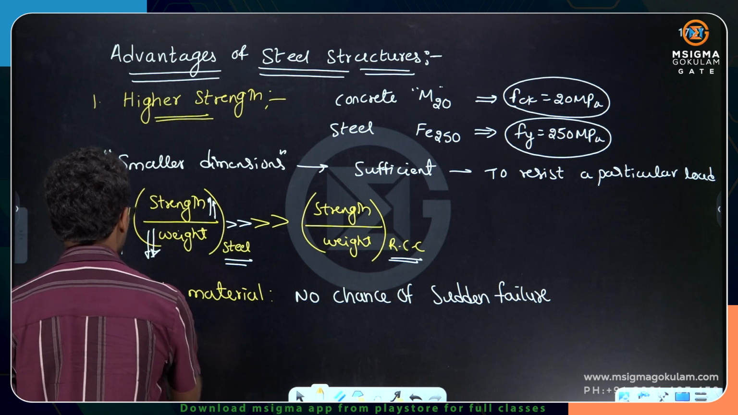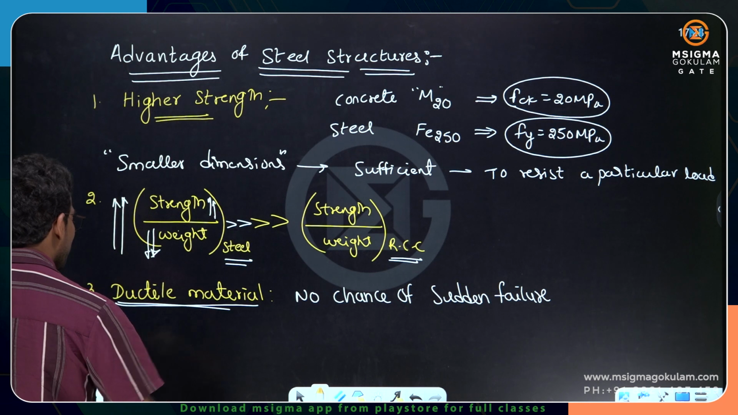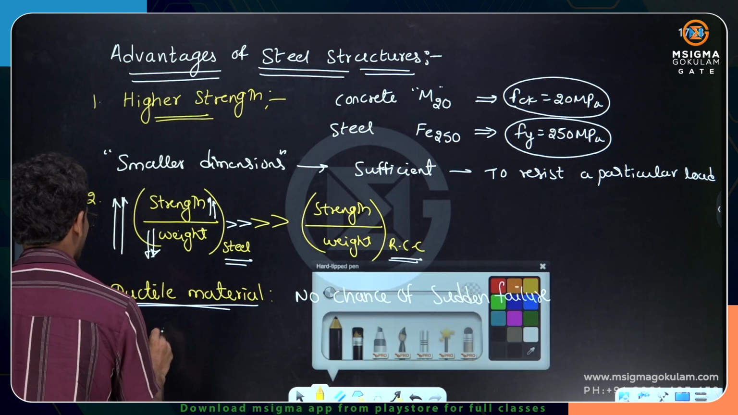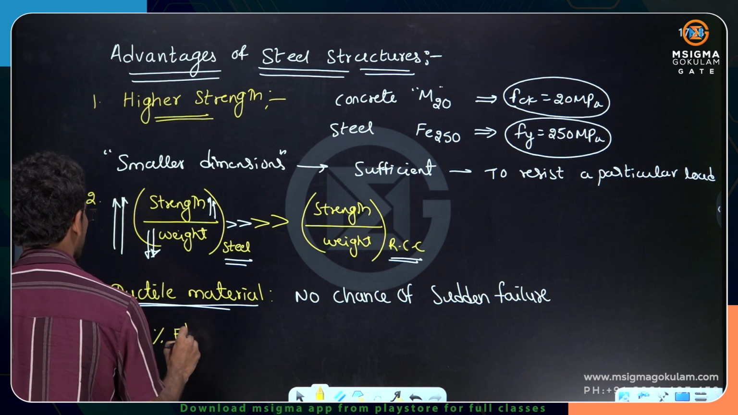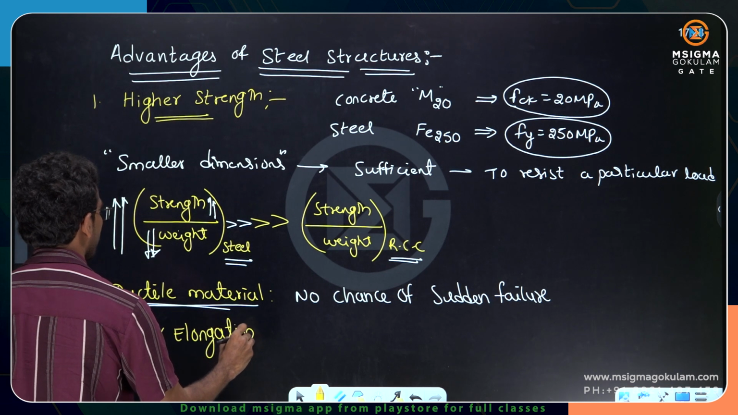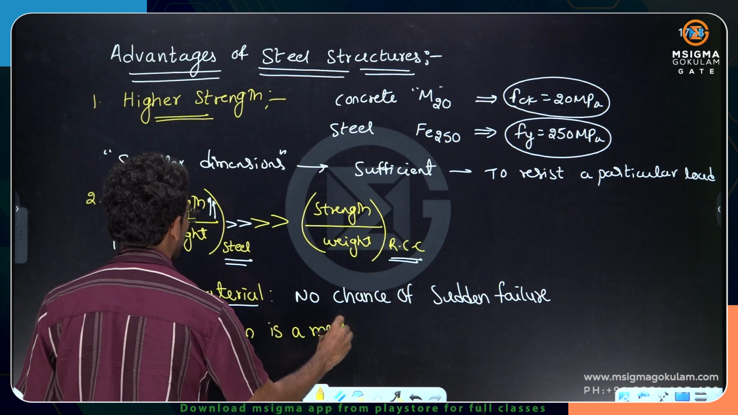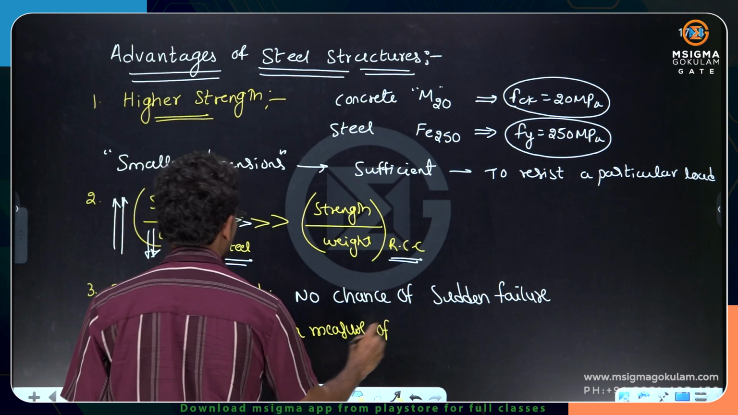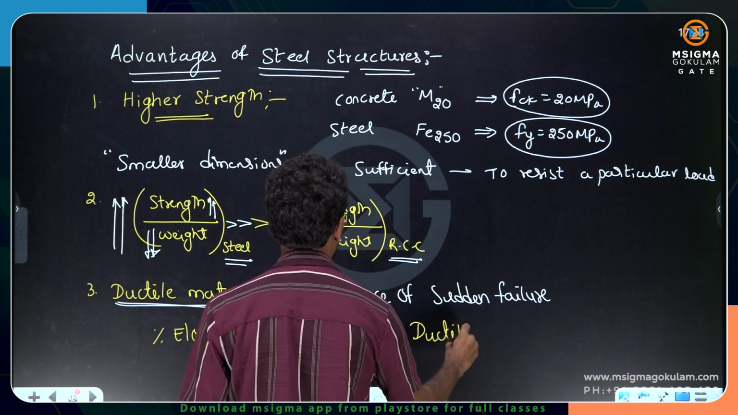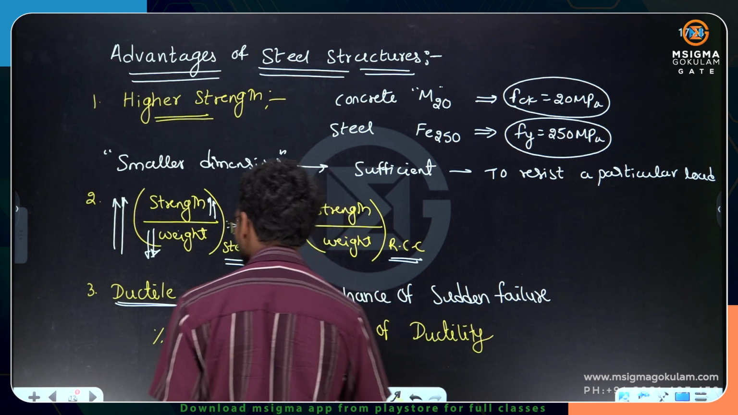Ductile material. So how would you say steel is a ductile material? For that, let me explain. So what is the measure? I can say here that percentage elongation. Percentage elongation is a measure of ductility. Which is a measure of ductility? Percentage elongation is a measure of ductility.